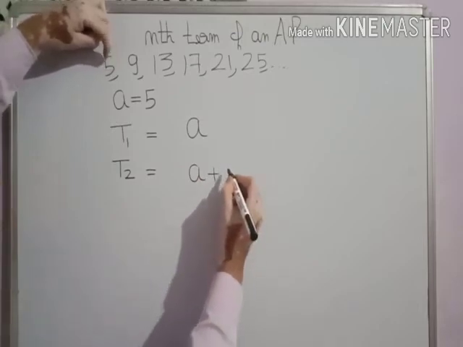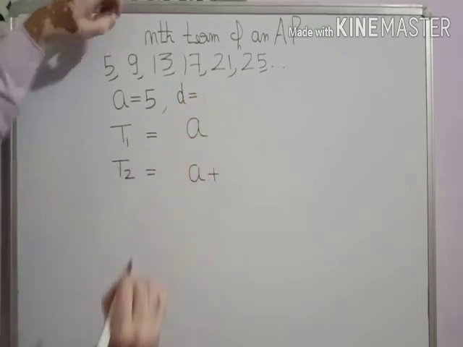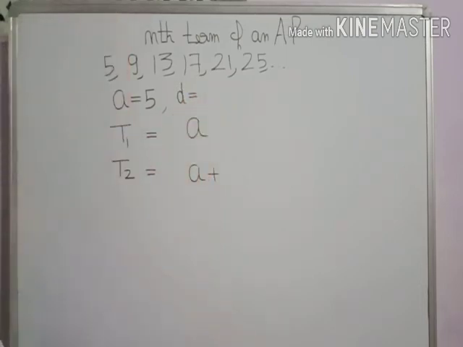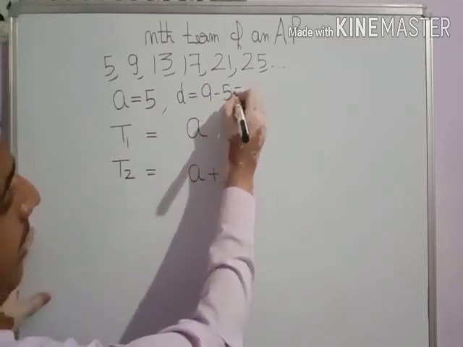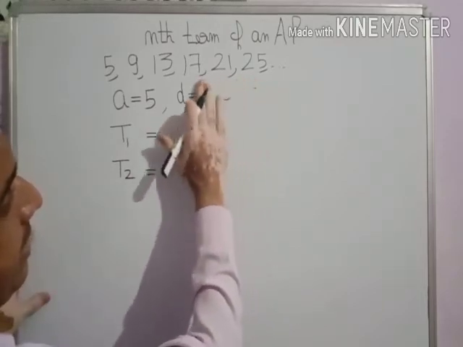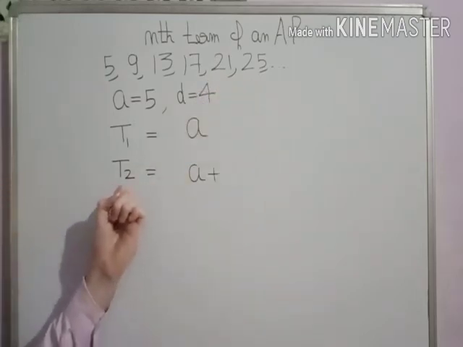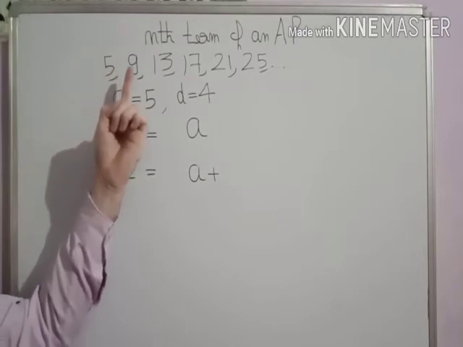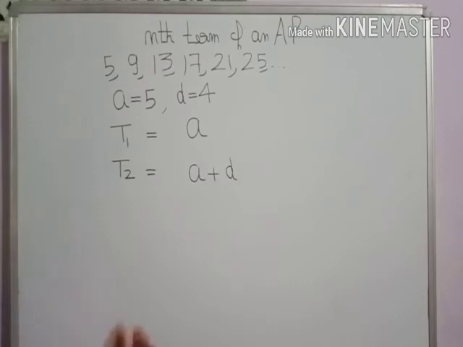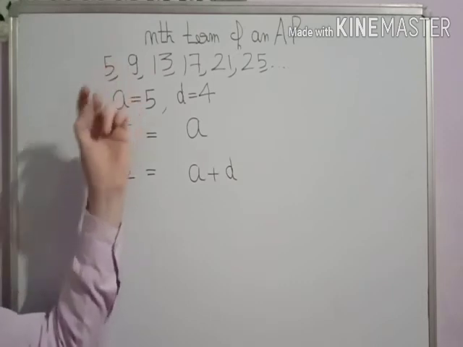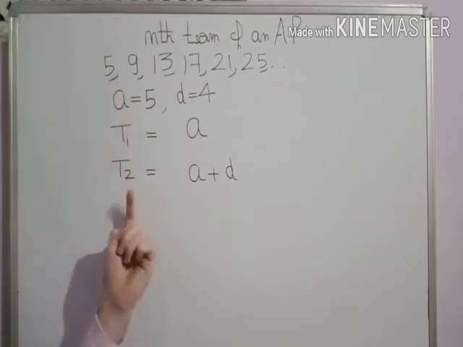sir. D here is the difference of both the terms. And I told you how to get D: any term minus its preceding term. So 9 minus 5 equals 4. It means D equals 4. You will say, sir, T2 is 5 plus D; we are adding and getting the second term, A plus D. It means the difference of both the terms is 4. So to the first term we add D and we get the second term.